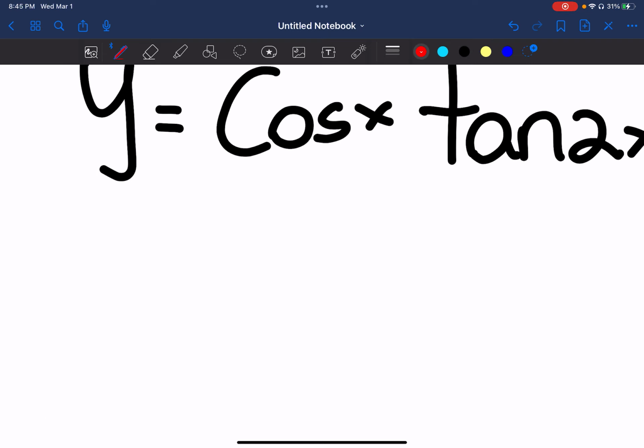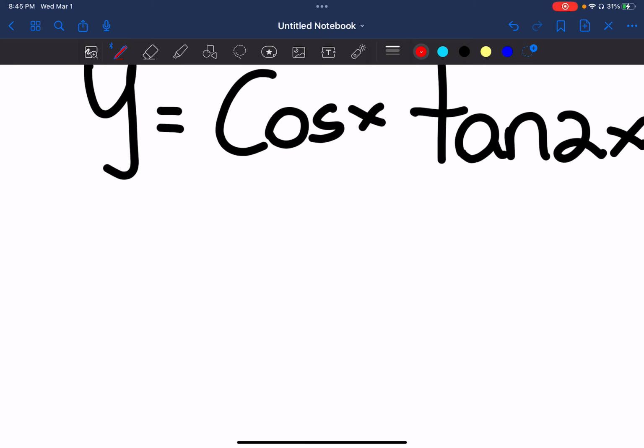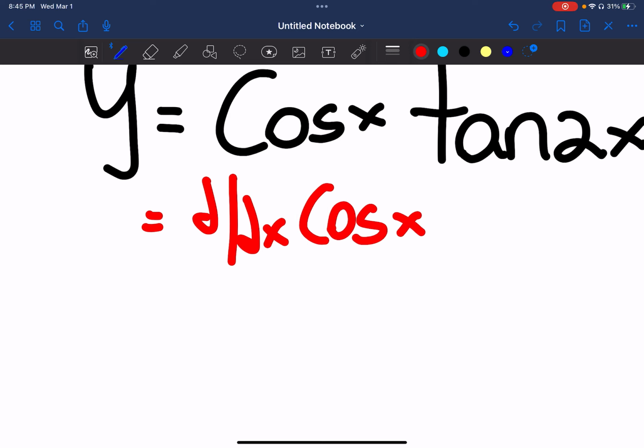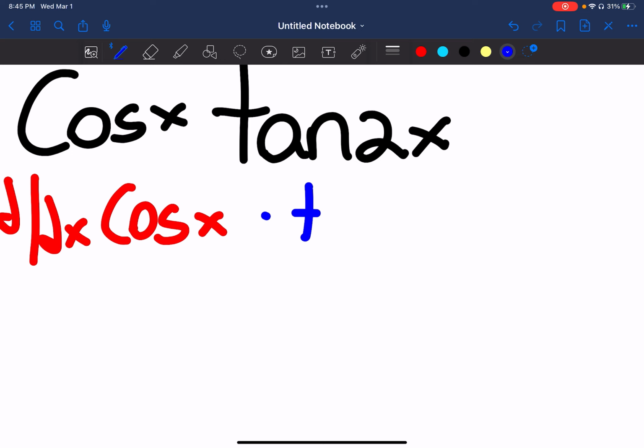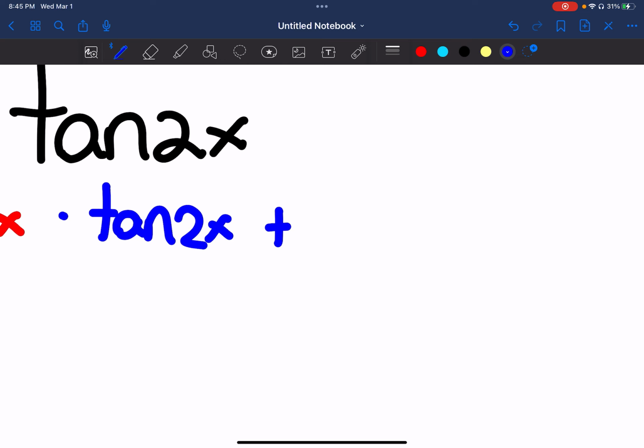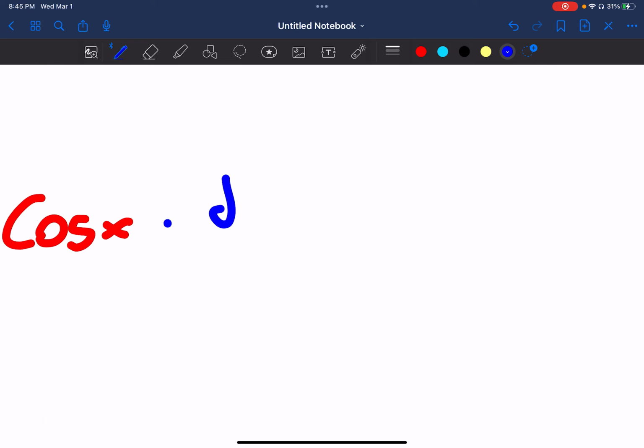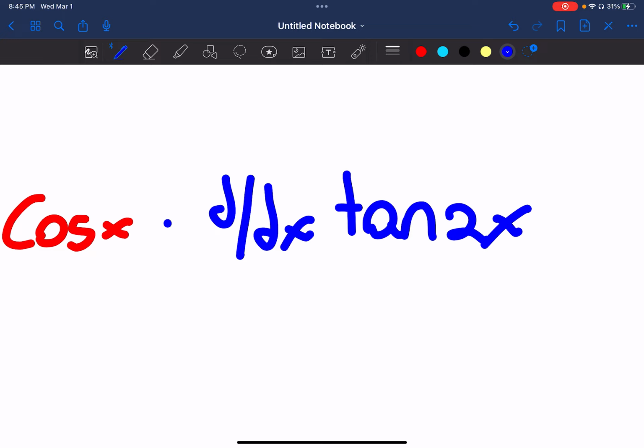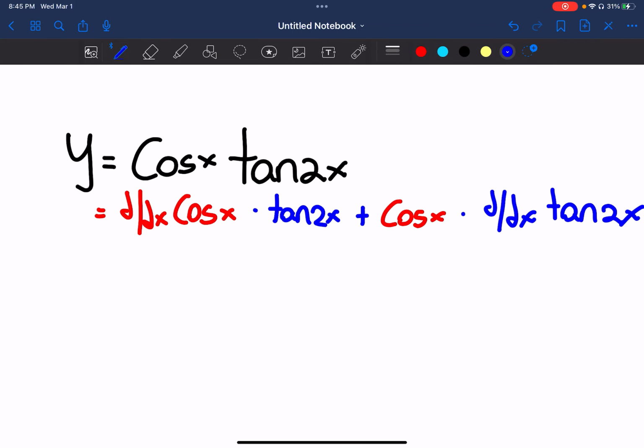So we would say this is actually the product rule now. In order to do this, we'd say d by dx of cos x times tan 2x, and then we'll add that to cos x times d by dx of tan 2x. Because this is just a product rule, and we're just outlining what we have to do eventually.